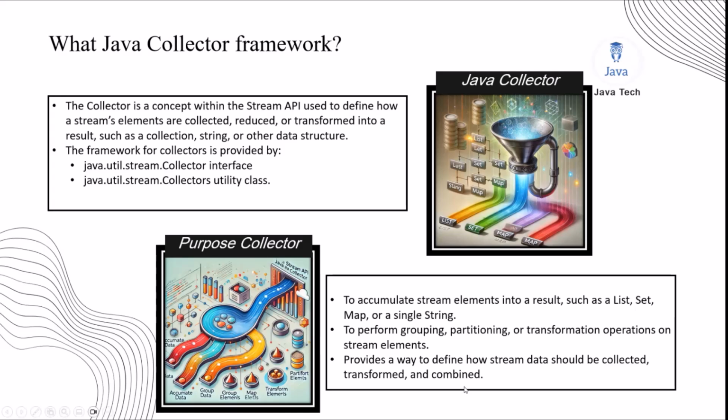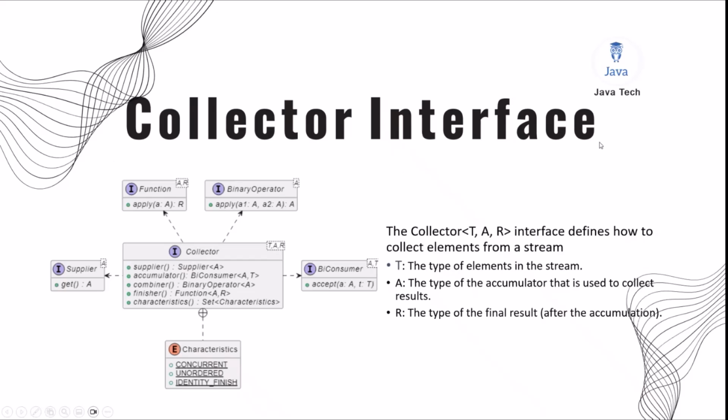Now let's first see what is the Collector interface. And then in the next upcoming videos, I will be explaining what the Collectors util class looks like. First, let's understand what the Collector framework's arguments are.